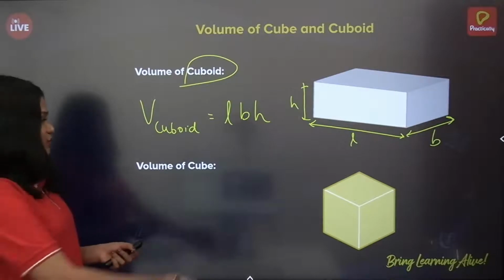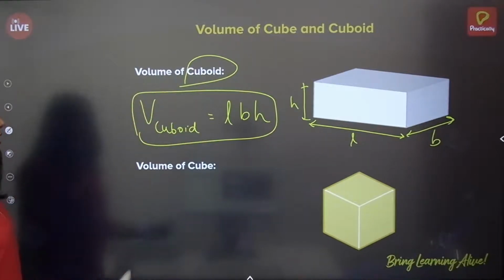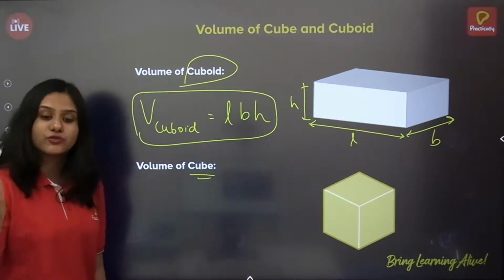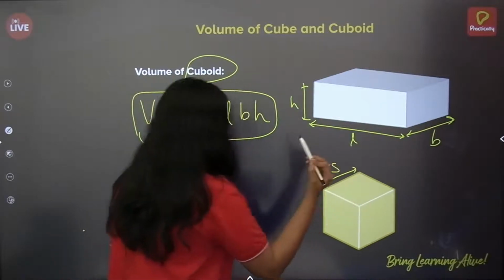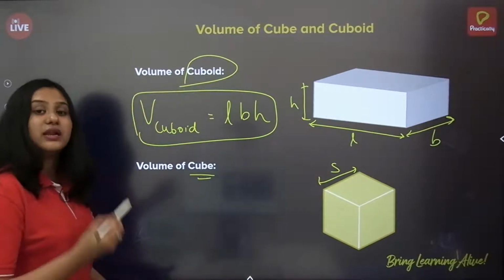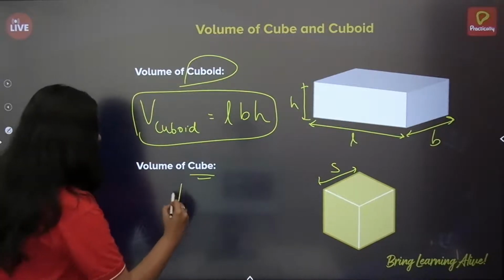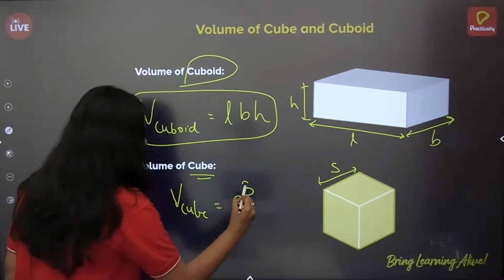So volume of cuboid is length into breadth into height. Next, volume of cube. What do we know about the length of the edge of the cube? It is the same. So let us take it to be A or S. Let S be the length of the edge of the cube. Then what will be the volume of the cube? Volume of cube is equal to S cube.